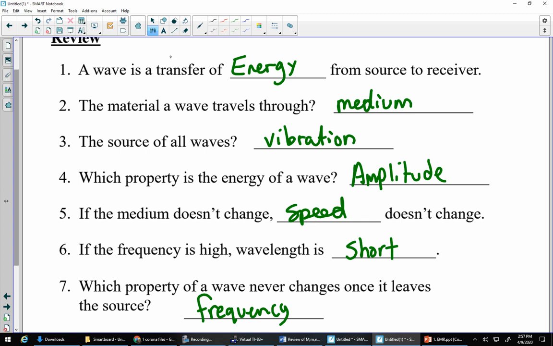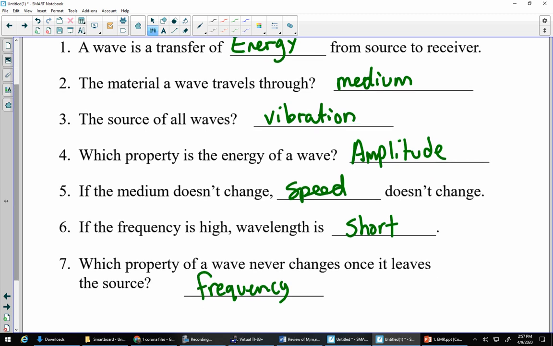Number 6 is a bit of a tricky one. I bet some people were a little bit funny with this. If the frequency is high, the wavelength is short, right? And this comes from our universal wave equation. V is equal to frequency times wavelength. I'm looking at frequency versus wavelength, so I separate those two. Frequency is equal to V over wavelength. So that is an inverse relationship. Frequency has an inverse relationship with the wavelength.